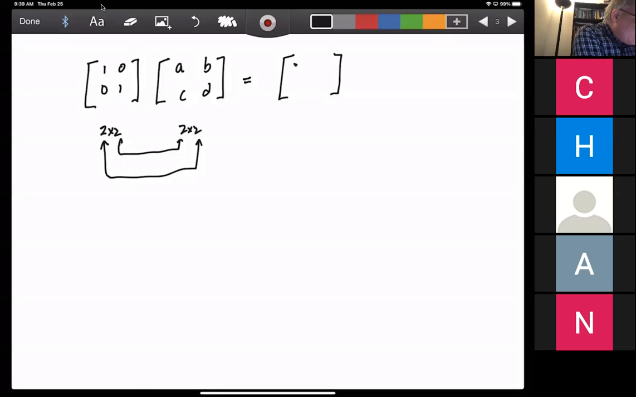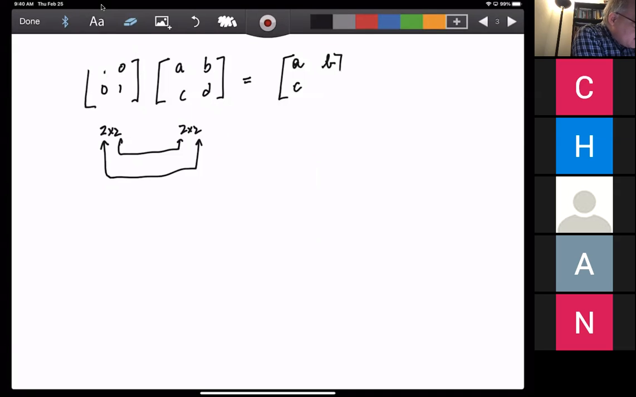Let's see, we were doing the first row, first column, right? We go across the first row of the left matrix, down the first column of the right matrix, and we get A out. First row, second column in our product, go across the first row of the matrix on the left here, down the second column, we pick out the B entry. And then down here, we use the second row, first column, we get the C entry.